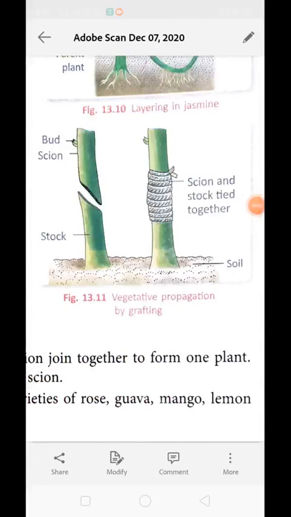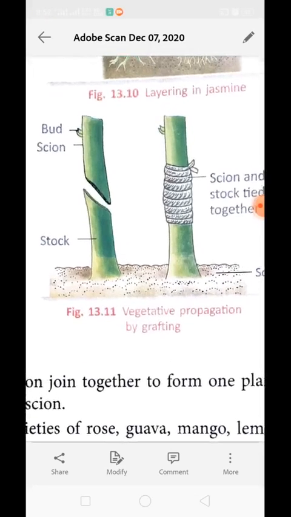Grafting is a common method to develop new varieties of roses, guava, mango, lemon and oranges. By using this technique, we can add scions of different plants together with the stalk. The stalk is basically the plant which has a root and is connected with the ground. So we can add several scions to several branches of the plant, and these scions have different qualities.